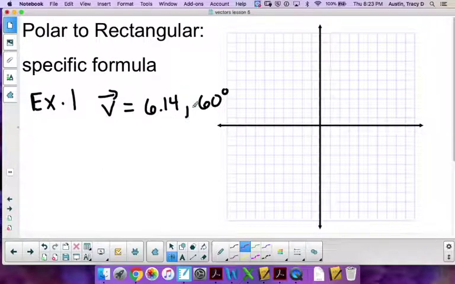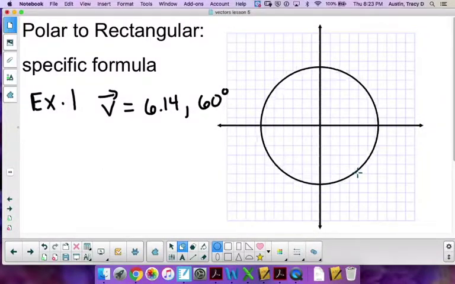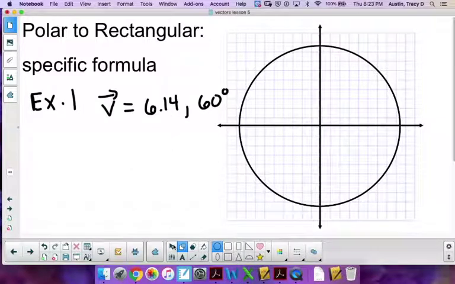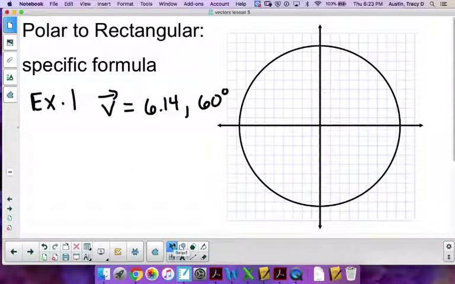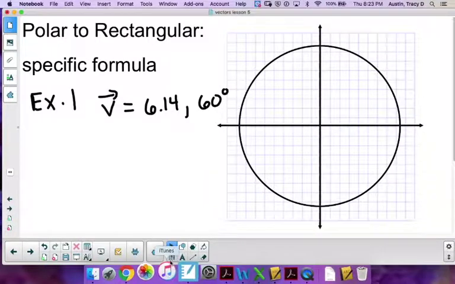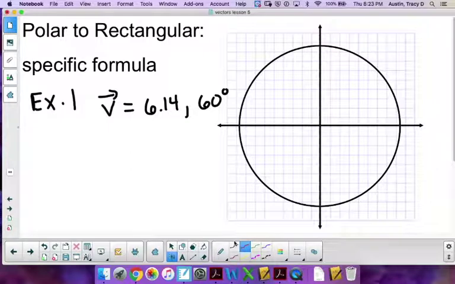All right, so let's think about this. An angle of 60. Now let's remember what our unit circle looks like. And I'm going to cheat and draw a circle on here just because I can. Just as a reminder, and you don't have to do this, this is just so that you have a visual of where the angles are. Now, if you want to go ahead and draw the circle, go ahead. I'm not going to count it against you.